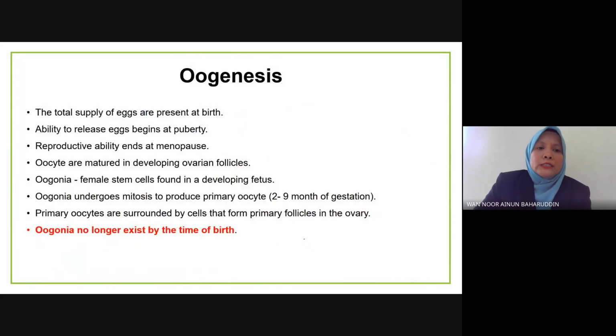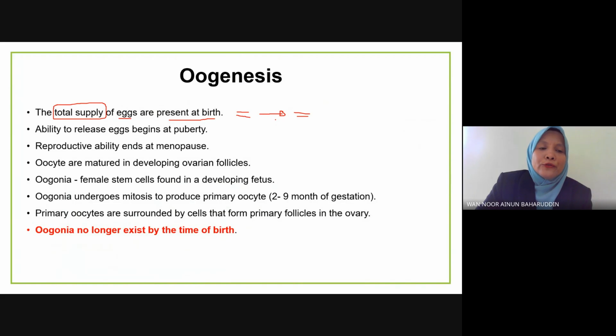For oogenesis in women, there is only a total supply. There is no division, no additional eggs. If the eggs are present at birth, the same amount of eggs will continue throughout life with the same number. So this is what we call the total supply.